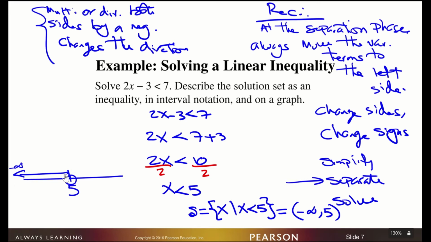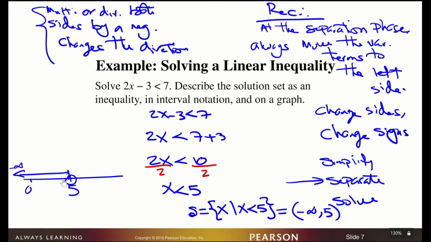And notice there are infinitely many numbers here that will satisfy this inequality. You can do a test point just to verify, right? So think of any number less than 5. Anytime 0 is a possibility, that's a great number to use because it's so easy to work with. Notice 0 falls in here somewhere. So plug in 0, right? What do you get? You get 2 times 0, which is 0 minus 3. That's -3. Is -3 less than 7? It sure is, okay? And notice that it becomes true.